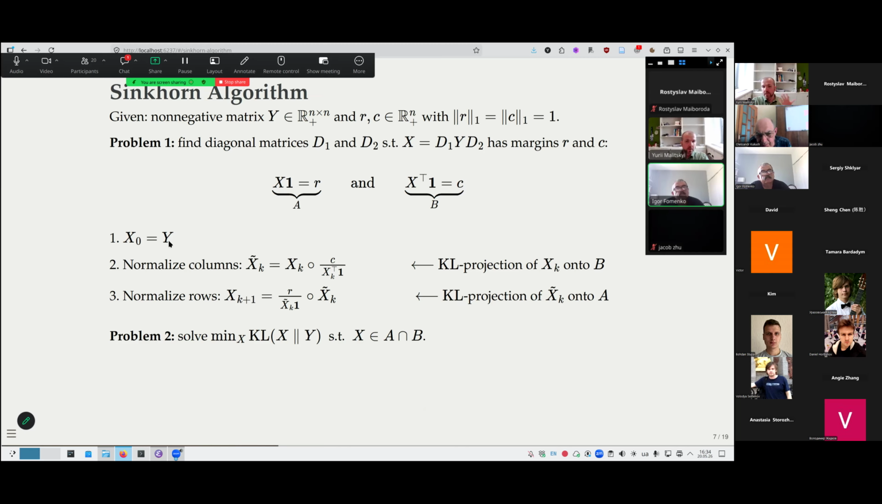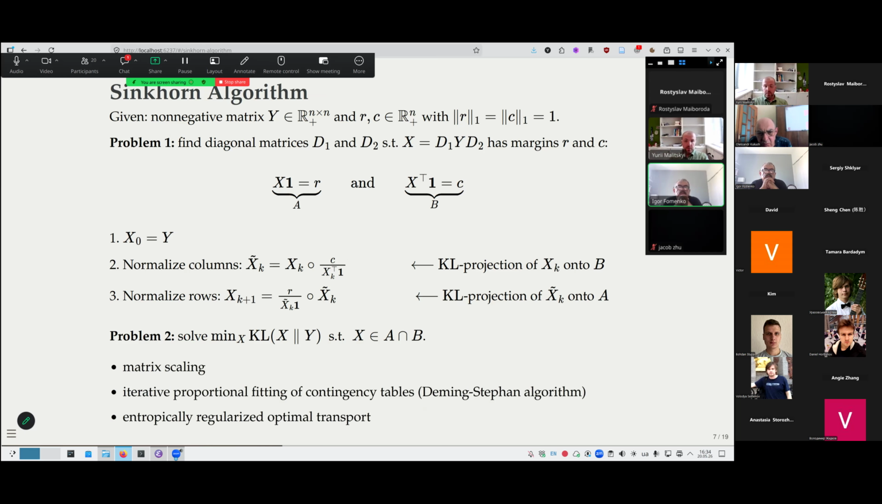So that's why we indeed solve this problem too. This algorithm is called the Sinkhorn algorithm. It's very important nowadays in optimal transport. I didn't formulate it as an optimal transport problem. The problem I consider is called the matrix scaling problem. So this D1 and D2 are called scalings.